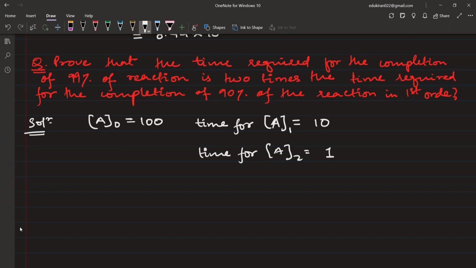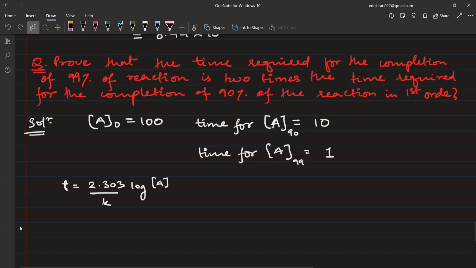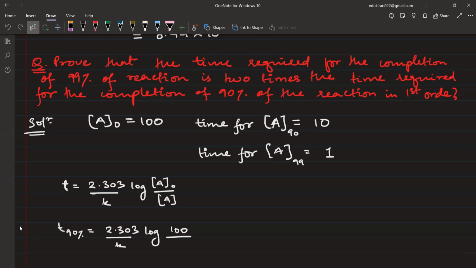So let us first of all calculate for T90. Here we write 90%, and here we write 99. So this is 90 and this is 99. Now starting, we know the equation as time is equal to 2.303 divided by k log of the initial concentration upon the final concentration of the reactant remaining here. For T 90%, when 90% of the reaction is complete, I can write 2.303 upon k log of A naught, which is 100 initial concentration, and how much will be remaining? 10 will be remaining, right? 90 is completed, so 10 is remaining.